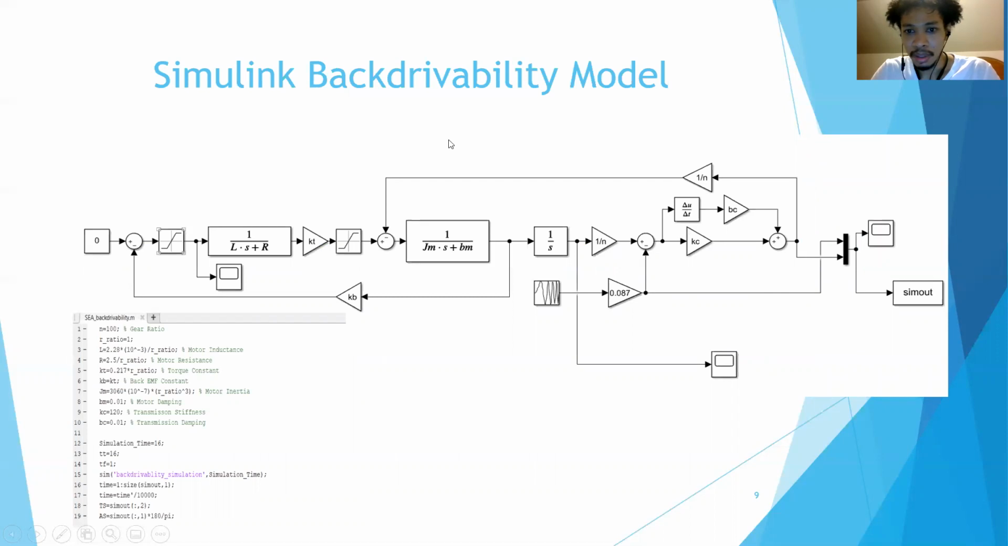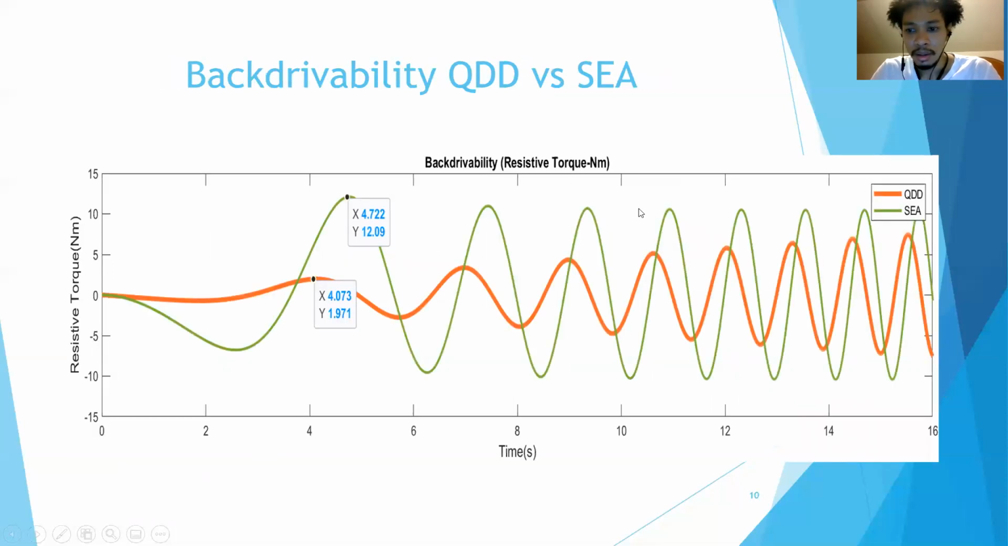Here we have the model for the backdrivability setup. Again, we can see the MATLAB codes down here, have the different transfer functions. Well, here's a comparison of the backdrivability for the QDD and the SEA. Now we can see that the SEA has a high resistive torque, 12.09 Newton meters when compared to that of the QDD, which only had a resistive torque of about 1.971. And the lower resistive torque is more desirable. That means high backdrivability, as I mentioned earlier.